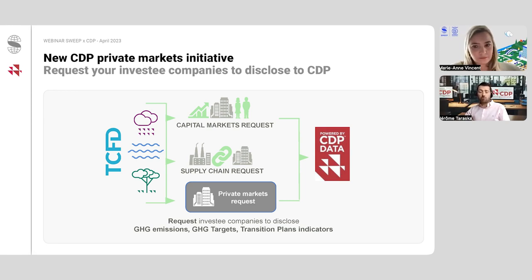And 2 years ago, we started designing and piloting a new type of request called a private markets request, where private equity funds can request their portfolio companies, their investee companies, to report to CDP as well. As you can see on the left, it's following the TCFD. So it's going beyond traditional or mainstream metrics and really tries to get the companies through a journey of disclosure and transformation, not only on climate, but also on biodiversity topics such as freshwater resources or exposure to deforestation risk.